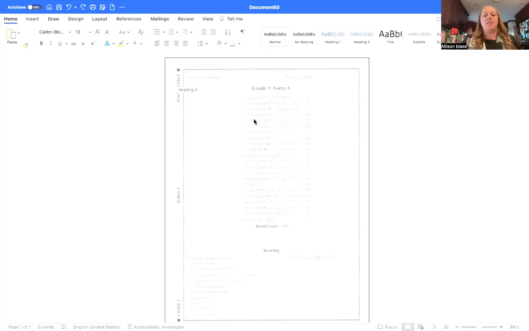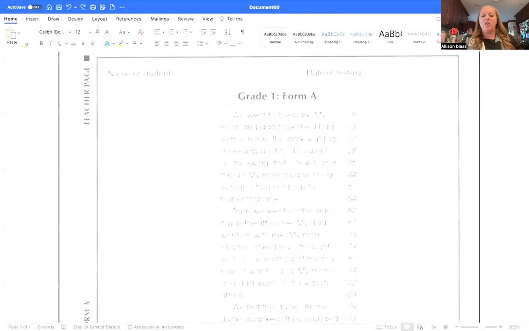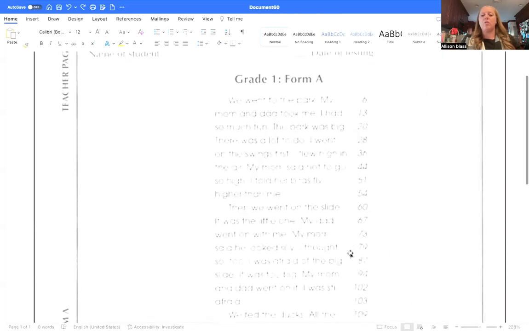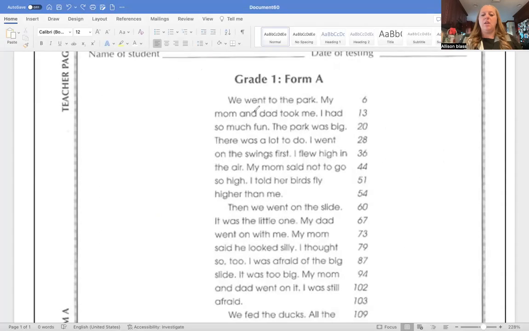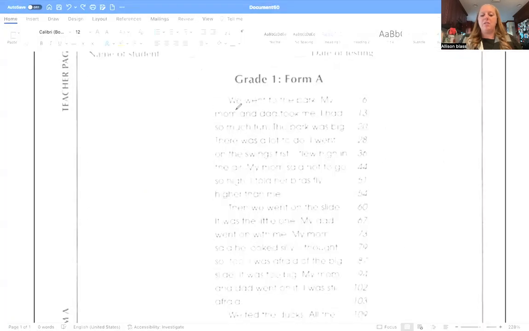This kid is going to have 60 seconds to read as much as they can. While they're reading, you are marking up on the story what they did. So let's say the first grader goes, we went to the park. My dad takes me. He did not say the word mom, and did not say the word and. I like to circle them because it shows that they missed. Those are the words that they missed.